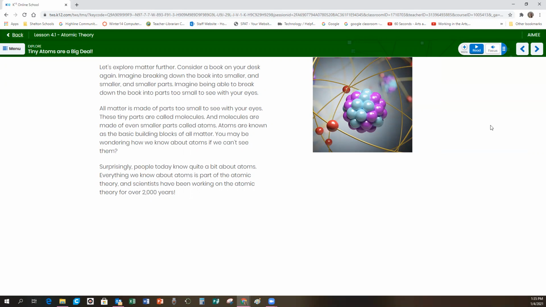You may be wondering how we know about atoms if we can't see them. Surprisingly, people today know quite a bit about atoms. Everything we know about atoms is part of the atomic theory, and scientists have been working on the atomic theory for over 2,000 years.